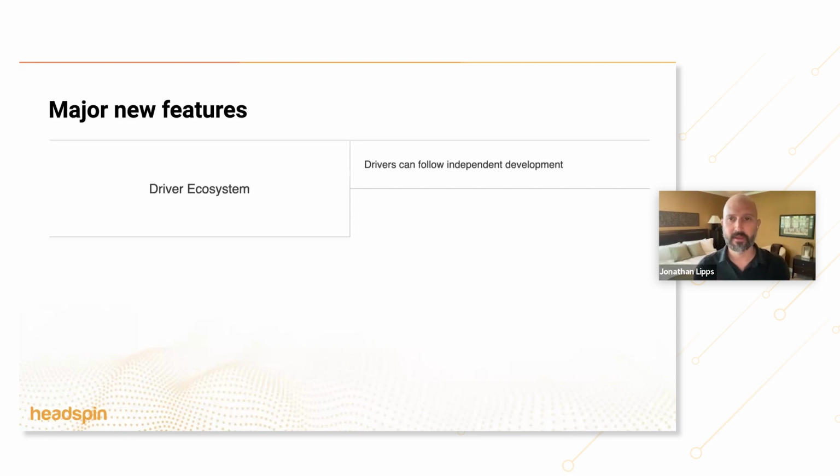Okay, so what are some of the major new features? We already talked a little bit about the driver ecosystem, and I was just making this point already. Drivers can now follow independent development. So with Appium 1, we would have to make a release of Appium 1, and it would bring in whatever the most recent version of all the drivers were. But what if you didn't want those particular versions? What if you wanted one version of one driver and one version of another driver? You'd have to go in and do some surgery on the NPM packages, and it's pretty messy.